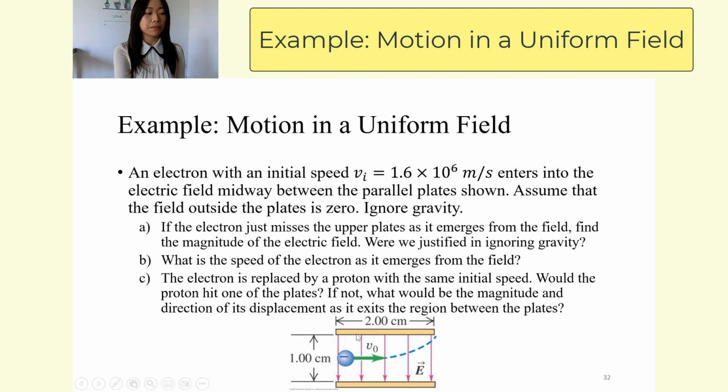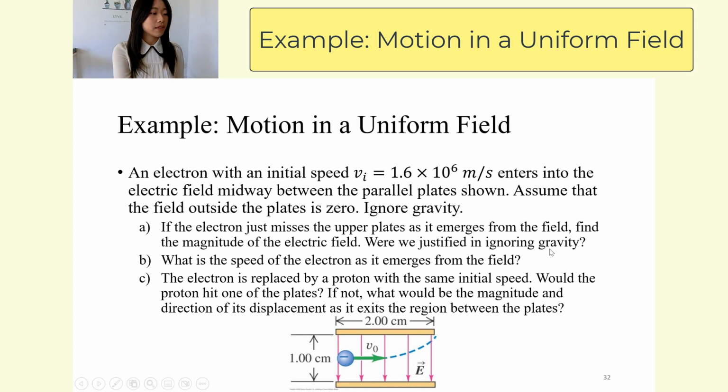So we have a parallel plate, we have positive on top and negative on the bottom. So the electric field is pointing downward, and we place this electron midway between the parallel plates. And we are going to assume that the field outside the plate is 0 and ignore the gravity. The plates are separated by 1 centimeter, so the midpoint will be 0.5 from each of the plates, and the length of the plate is 2 centimeters.